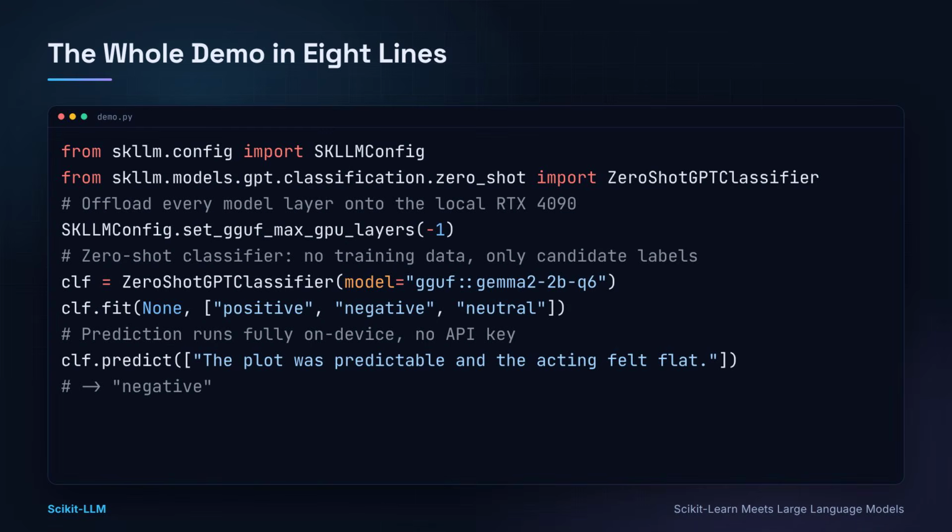And this is the entire demo, in about 8 lines of Python. We import the estimator, tell Scikit-LLM to push every layer onto the GPU, and construct a zero-shot classifier pointed at a local GGUF model. We fit it with just the label names, no training data, and then call predict. The result comes back as the single word, negative.